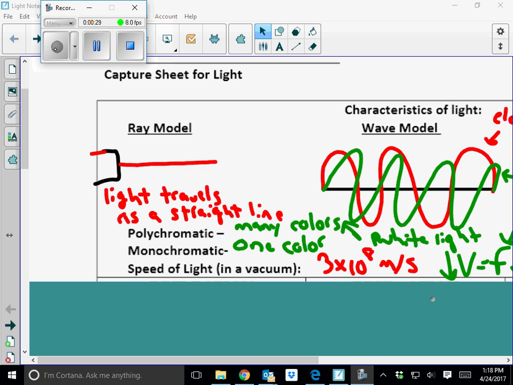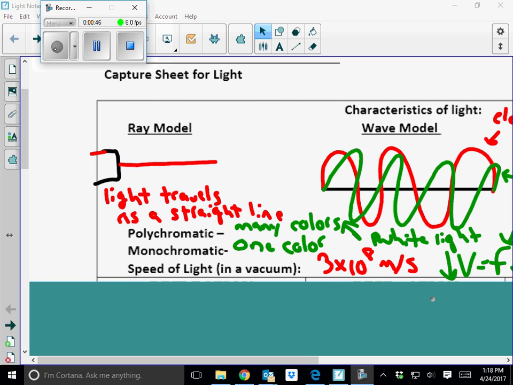Now, I studied light in college, and it's really, really cool because light has four different natures in and of itself all at the same time. And depending on how you observe it, you can see that nature. So let's start out with the ray model. The ray model is light travels as a straight line.